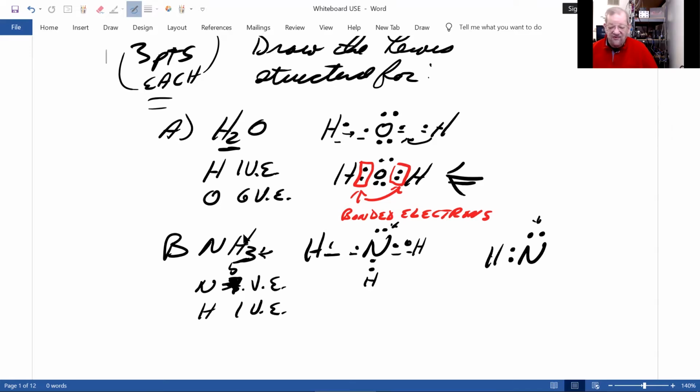And then this hydrogen shares an electron with the nitrogen. So does the next one. And so does the third one. And if you notice, there are 3 covalent bonds in ammonia, NH3.